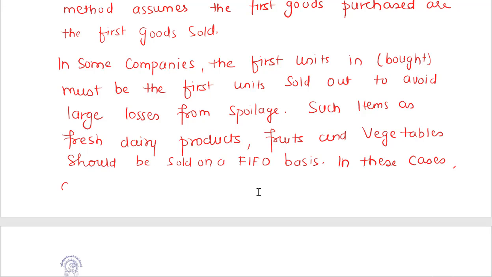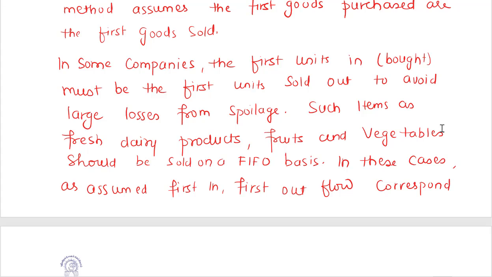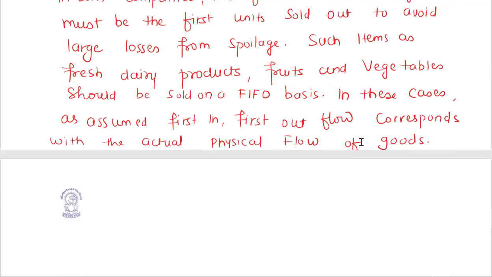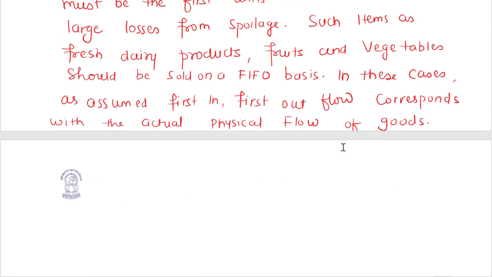In these cases, the assumed first in, first out flow corresponds with the actual physical flow of goods. So that was about FIFO.